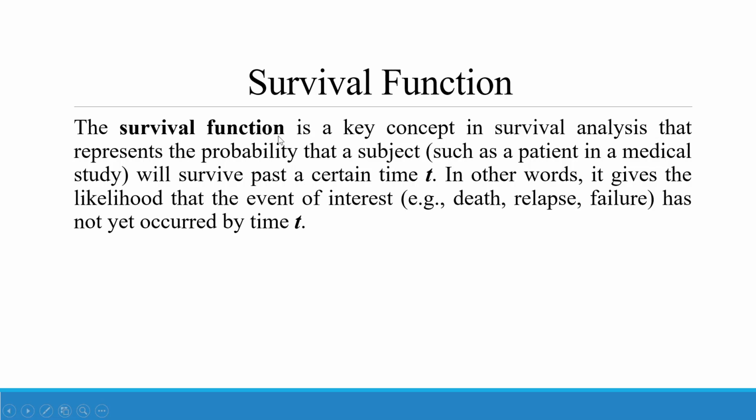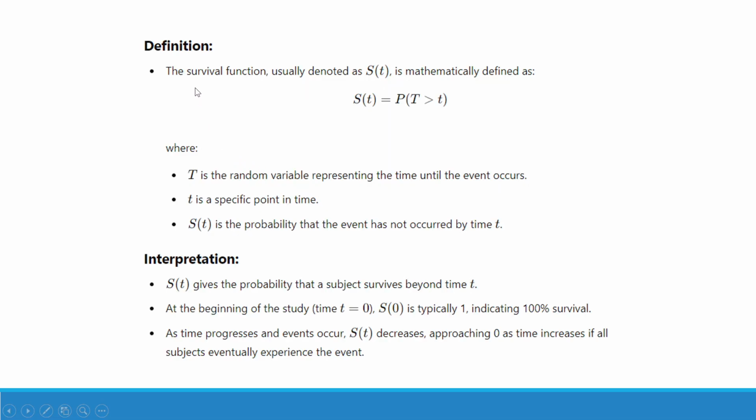The survival function is a key concept in survival analysis that represents the probability that a subject, such as a patient in a medical study, will survive past a certain time t. In other words, it gives the likelihood that the event of interest, for example death, relapse, or failure, has not yet occurred by time t. So the survival function, usually denoted by S(t), is mathematically defined as S(t) is the probability of capital T greater than small t.